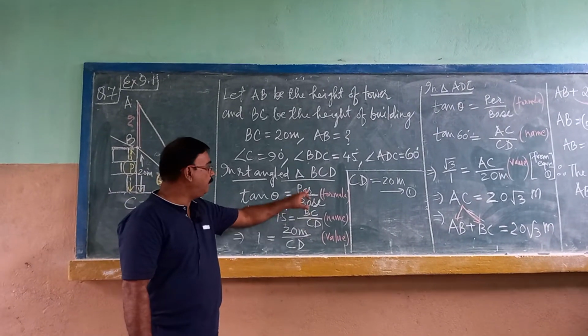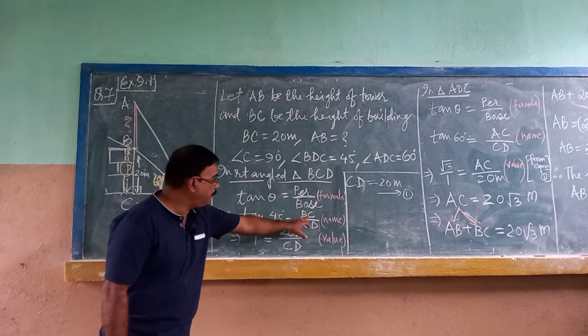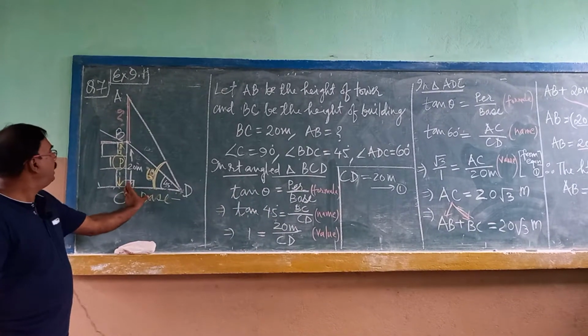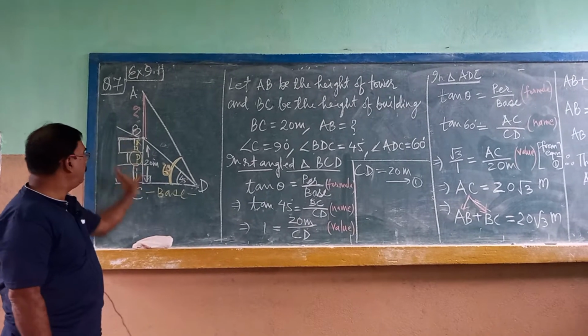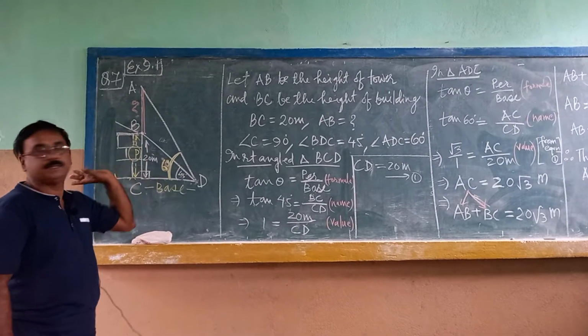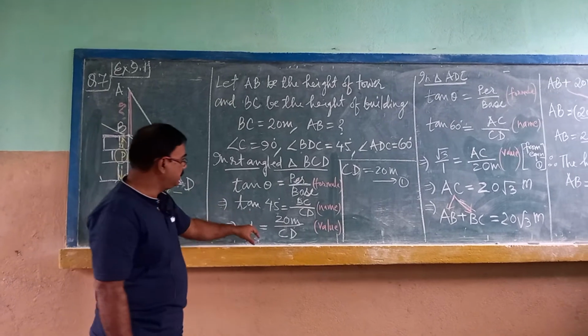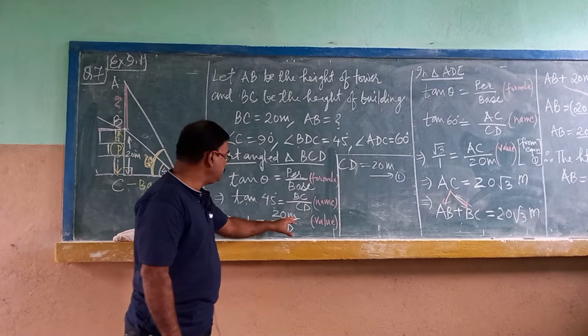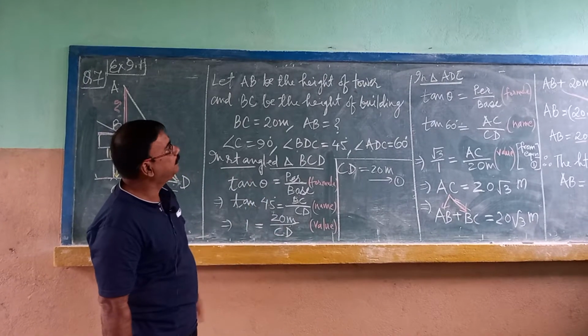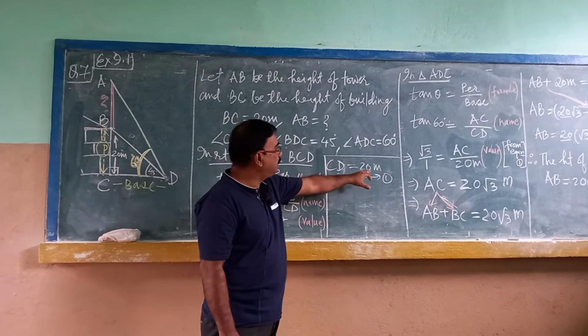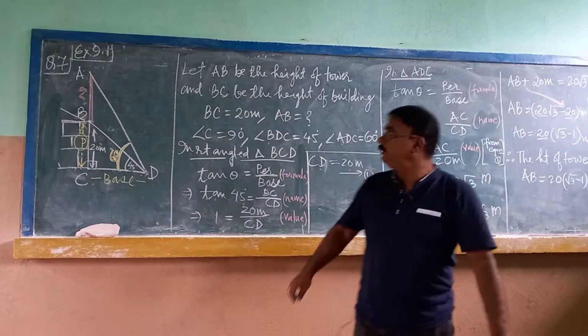And BC is given, so perpendicular by base means BC by CD. Understood? Now BC by CD: BC is 20 meters, and CD we have to find. So CD is equal to 20 meters, right? So CD is 20 meters.